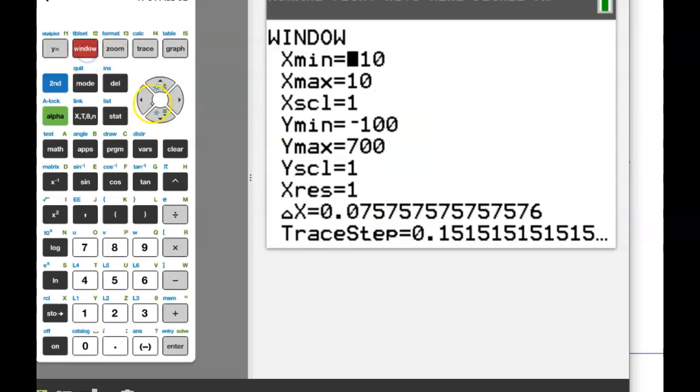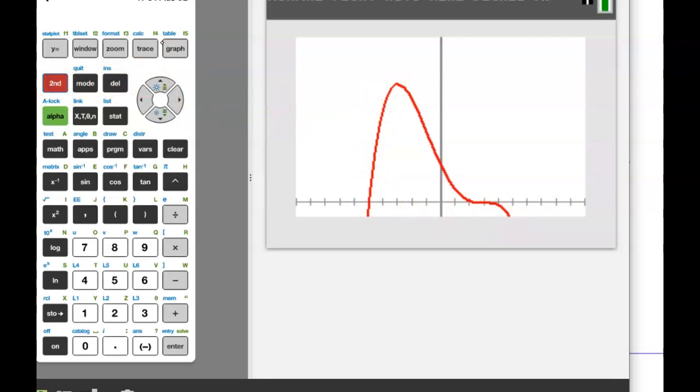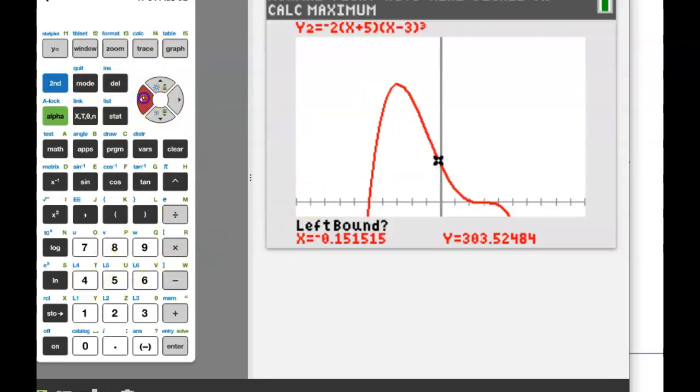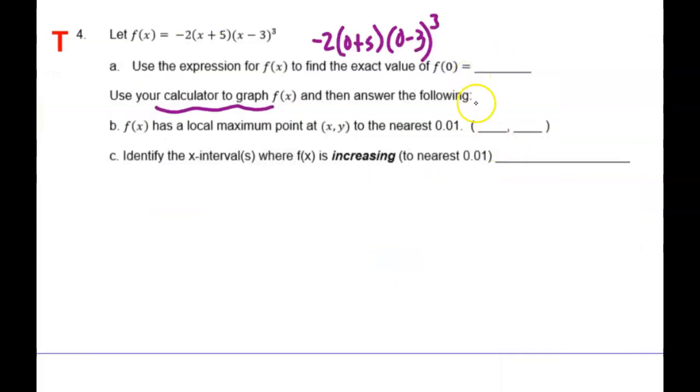That's goodness, that was painful. All right, you have to go until you find the top. All right, then we need the maximum point, so you go second trace maximum, and if you want to cursor around, it's somewhere between here and here. I got negative 3, 864. It says round, but it comes out nice.